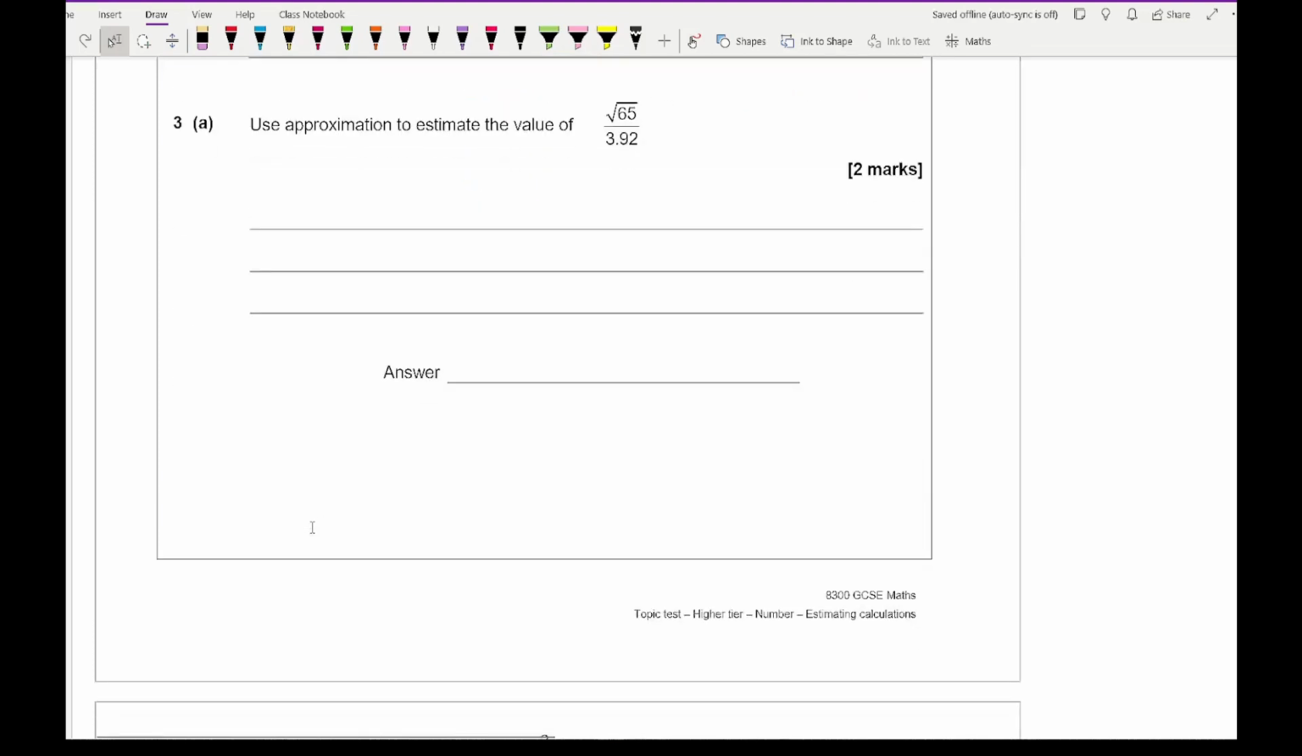Then moving on to question 3a, it says use approximation to estimate the value. So again here we've got a number that's being square rooted, so we want to round that number to the nearest square number. So do not round it to 60, do not round it to 70. We want to round to the nearest square number, which is 64. We then want to round 3.92 to the nearest sig fig, so that's going to be 4. So it's root 64, which is 8, divided by 4, which is 2.